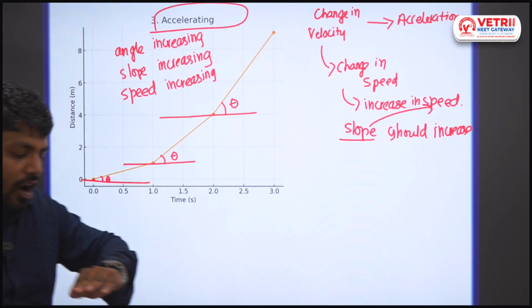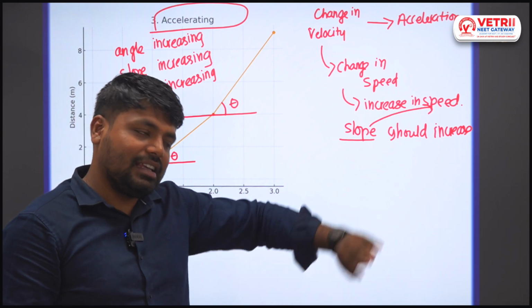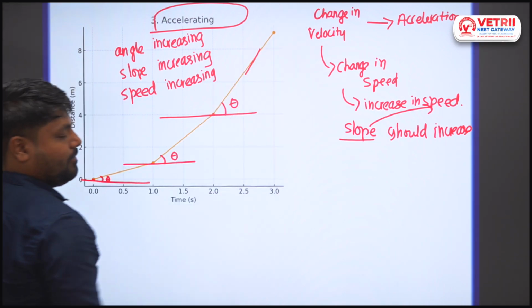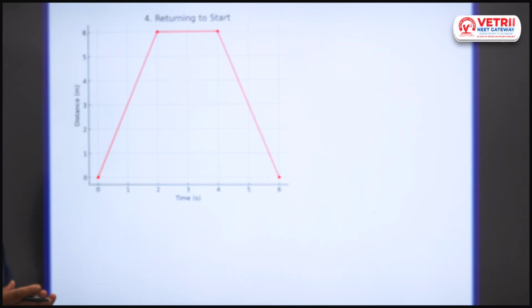If the speed is not constant, then it is acceleration. When the speed is increased, it is in acceleration. So for acceleration you should draw a graph like this only. Got it? Yes. See here, analyze this graph very well.